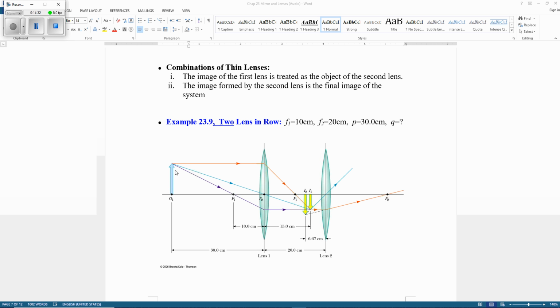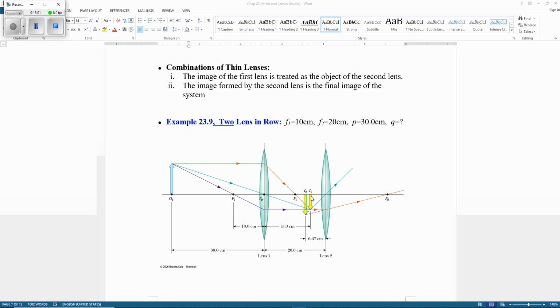So you work one lens at a time. So work the first one. Okay, so you draw 3 beams, like we discussed before. Then they focus at this point, which gives you the first image. We call it I1. That's the first image formed by the first lens. So now this one is treated as the object of the second one.